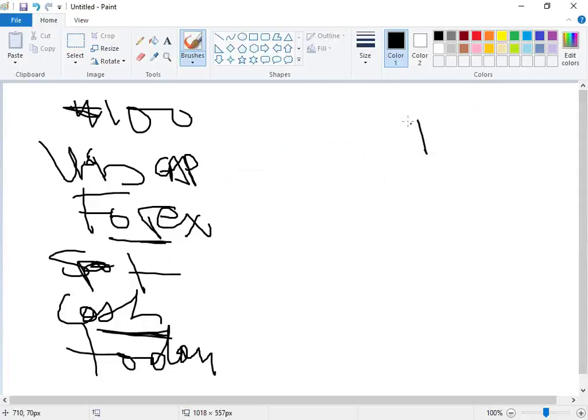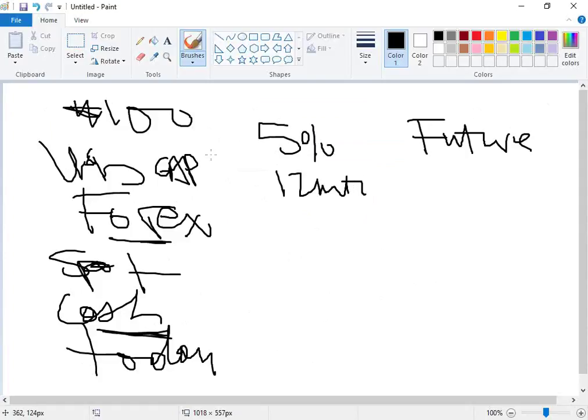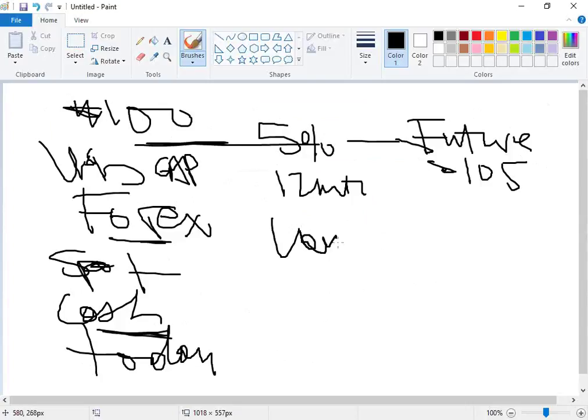The future price would be, if I take that $100 and I say, okay, I'm going to put it in the bank at 5% interest for 12 months, it means that $100 in the future, 1 year from now, is going to be worth $105. So the future takes into account variables that might have an impact on the products that you're currently trading today.